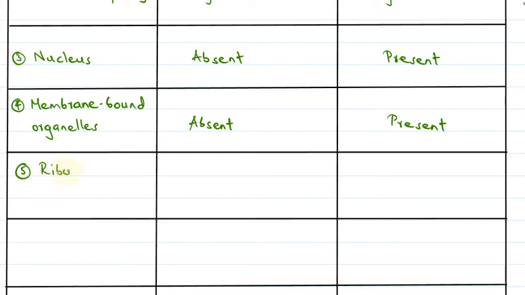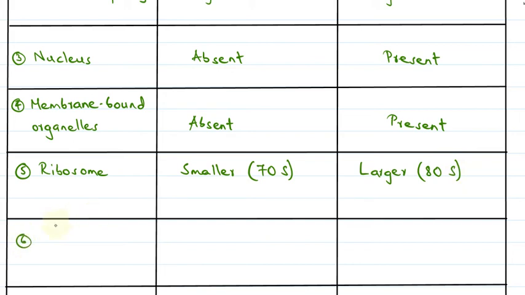Then the next parameter would be ribosome. So ribosomes are also smaller, which is of 70S type in case of prokaryotic cell, whereas the ribosomes are larger and they are of 80S type in case of eukaryotic cell.